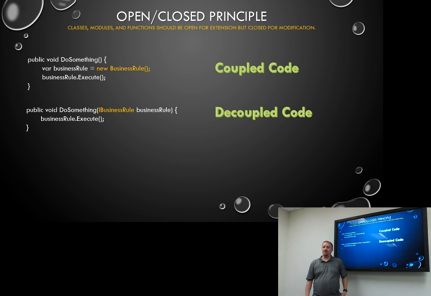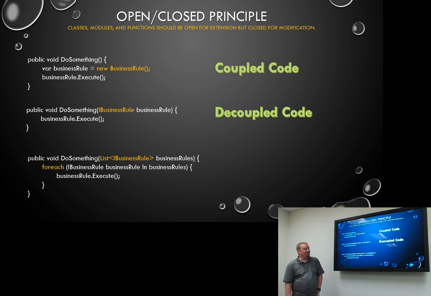IBusinessRule interfaces are an abstraction because they just define those methods. They just define the signatures. They don't define the logic, okay? Now, I'm going to kick it up a notch. Public void DoSomething, List of IBusinessRule. So this time, I'm not passing in a single business rule. I'm going to pass in a list of business rules. And then for each one of them, I'm going to call the execute method.